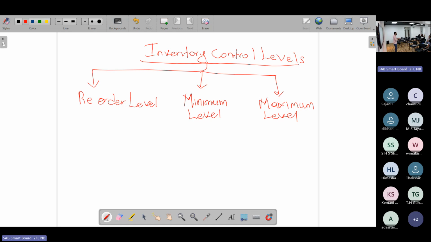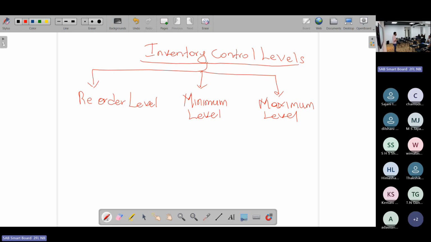So how can you decide 80 or 70 or 60? That decision depends on several factors. How long will the supplier take to deliver the items? Until delivery, what is our demand? Whether we can fulfill our demand. For example, let's say we have 100 items at any given point of time, and on a daily basis 100 units are sold in your business.